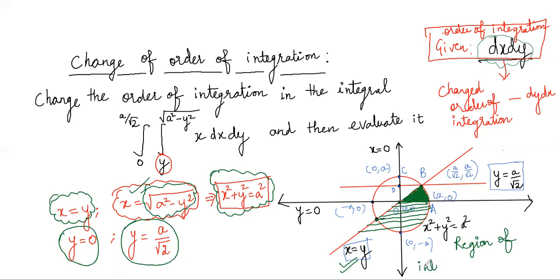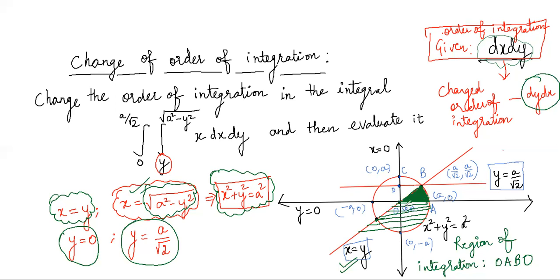Region of integration is OABO. We will not be considering the region which is lying below. We will not be considering the strips parallel to x-axis which are lying below x-axis, because there y is negative, and as per our limits, y is between 0 and a by root 2. Now we have to change the order of integration, and changed order of integration will be dy dx.